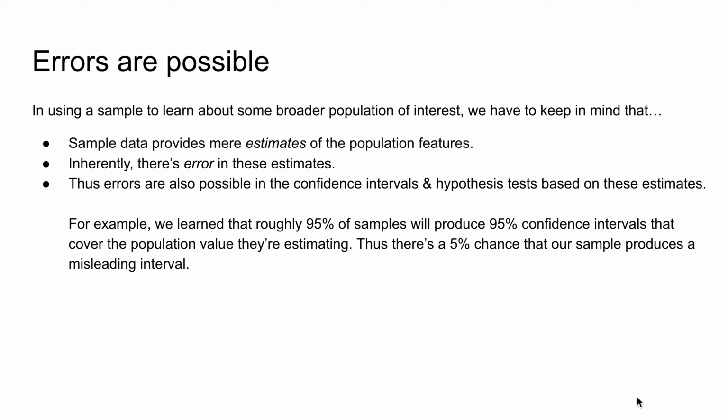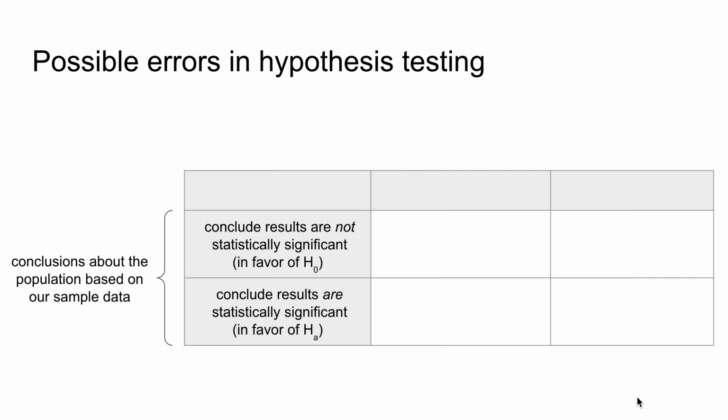For example, we've learned that roughly 95% of samples will produce 95% confidence intervals that cover the population value that we're estimating. Thus, there's a 5% chance that our sample produces a misleading interval, or an error. Similarly, errors are possible in hypothesis testing.